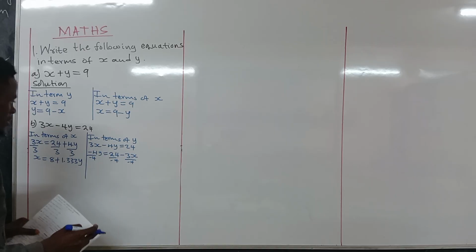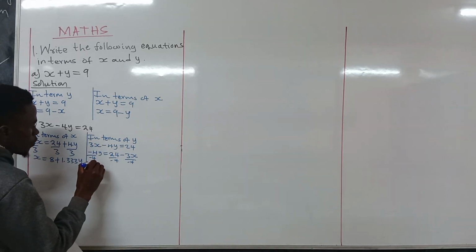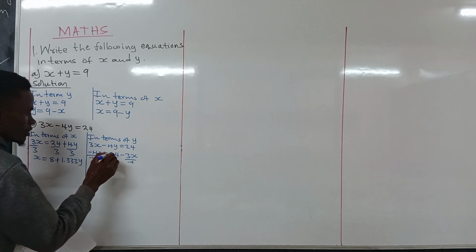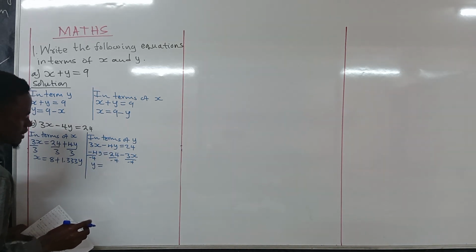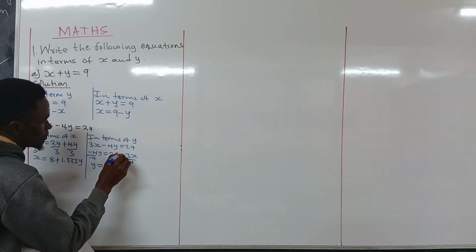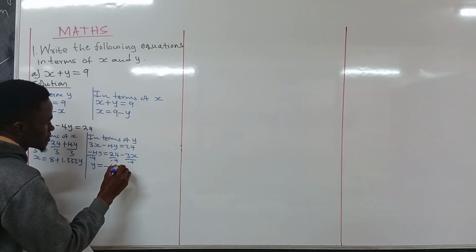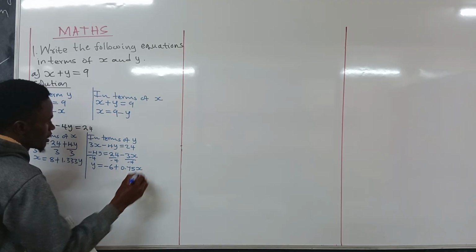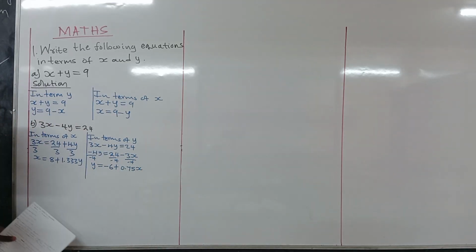So it's going to be y is equal to, the negative 4s cancel. So 24 divided by negative 4 is negative 6. And then negative, it is plus 0.75x. 0.75 is the same as 3 out of 4, only that I've changed it into a fraction.